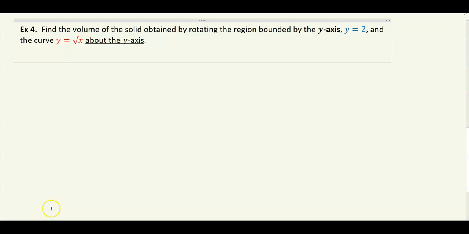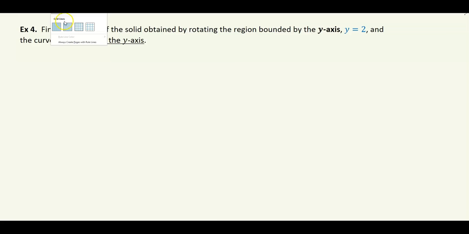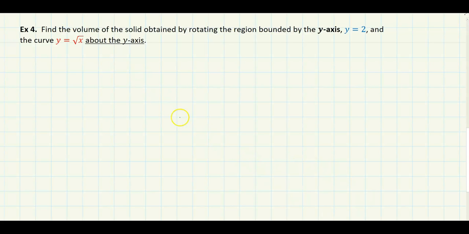All right, so the question is to find the volume of a solid obtained by rotating the region bounded by the y-axis, the line y equals 2, and the curve y equals square root of x. So what I'm going to do is put the grid line up here so I can draw a little bit better. Okay, so there you go.